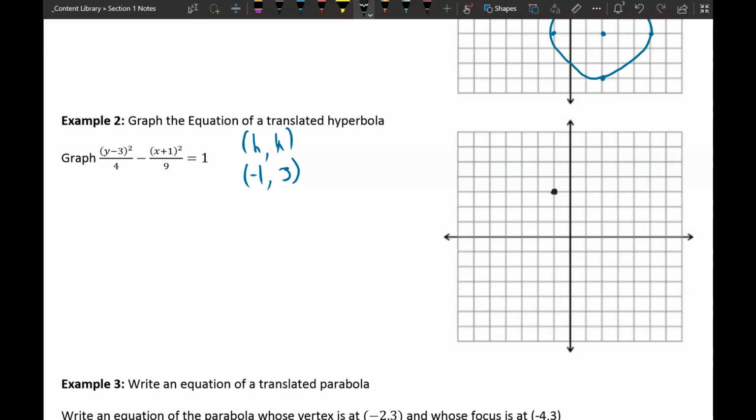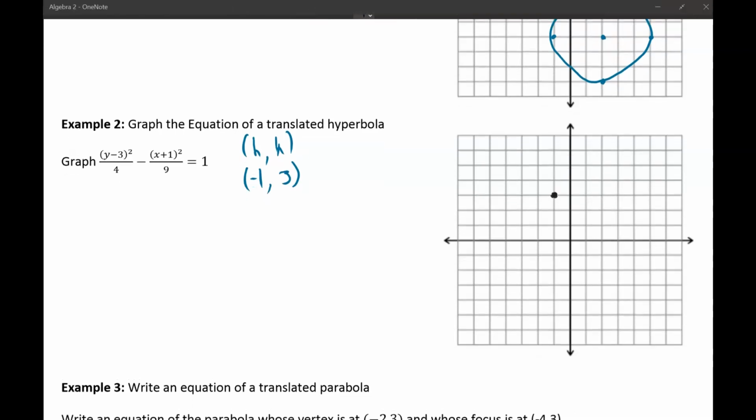Now, we need to graph other things for this hyperbola. We need to find our vertex for each part. We need to find our focus, and if we wanted to, we could find that b value. But we have our center, and we know that the vertex is determined by this a value.